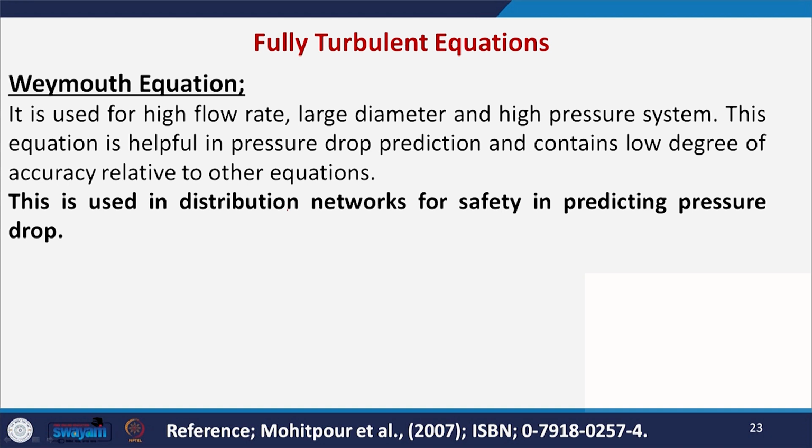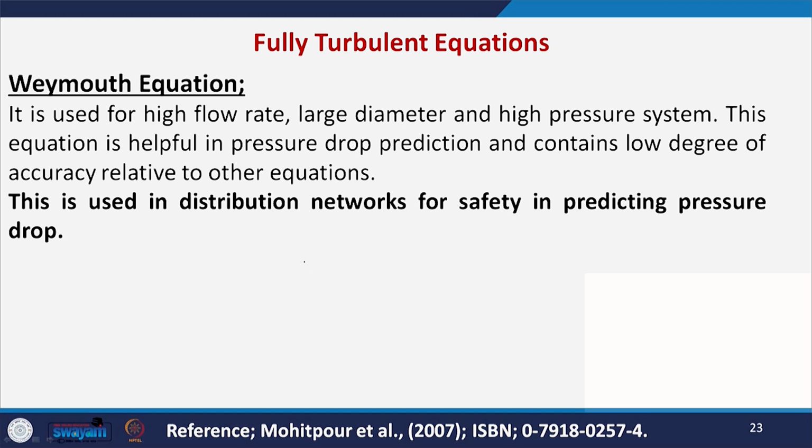Now let's talk about the Weymouth equation. Now this equation is used for high flow rate, large diameter and large pressure system. This equation is helpful in pressure drop prediction and contains low degree of accuracy relative to other equations. So this is used in the distribution network for safety in predicting the pressure drop.